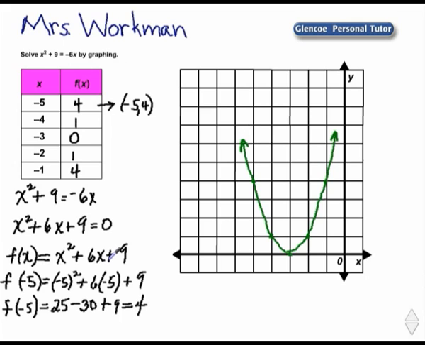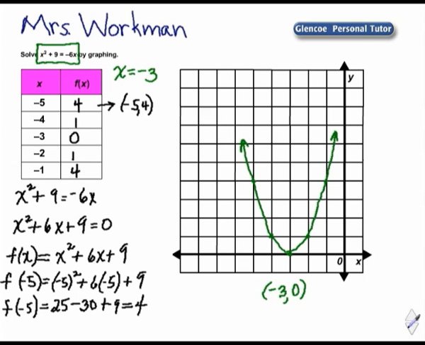Now, when we started this strategy, I remembered that the x-intercepts of a quadratic function are the solutions to the related quadratic equation. So I'm looking at this point right here, negative 3, 0. It is the only x-intercept for this parabola. And so that tells me that this quadratic equation has one solution, and that is x equals negative 3.